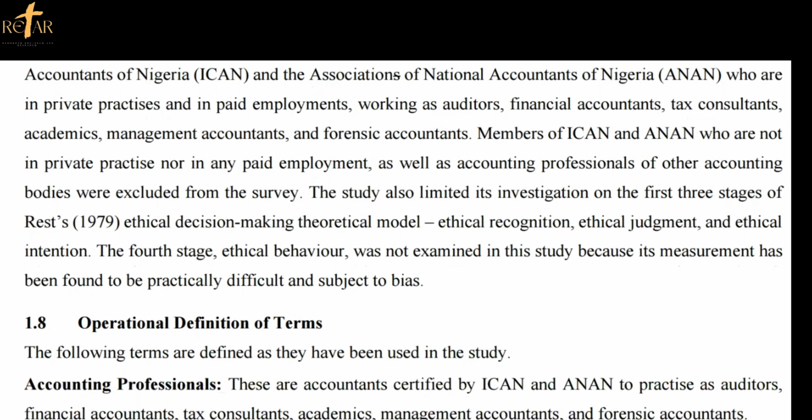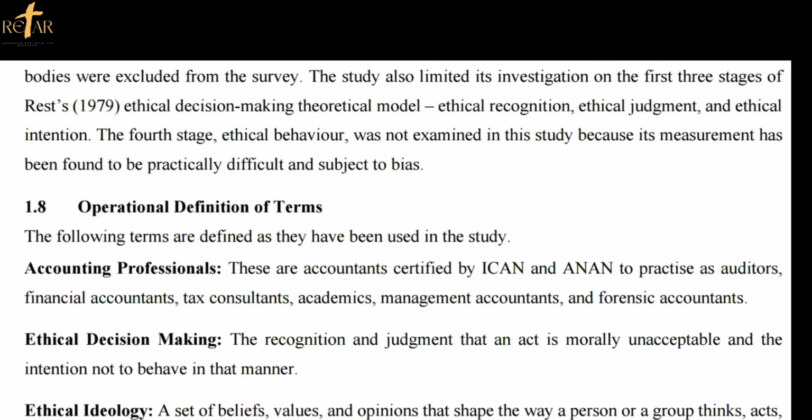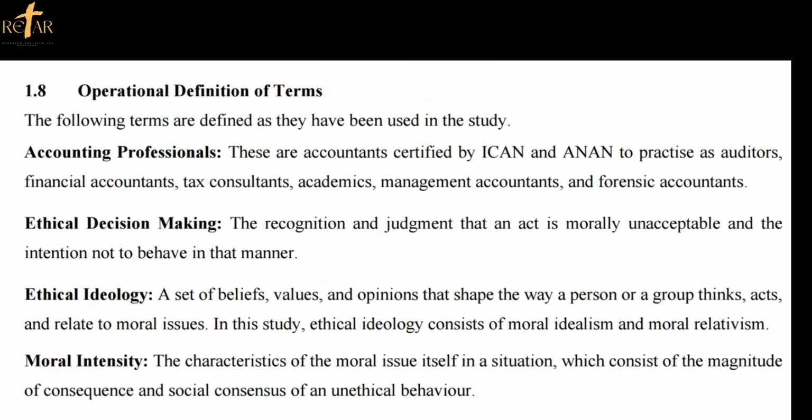And then that brings us to the last, which is the operational definition of terms. It is not for you to be defining everything. You see students just go and carry dictionary definition or the textbook definition. No. There are terms that you have used, especially as it revolves around your variables, as it revolves around your problem. And you need to define it the way you have used it in your study.